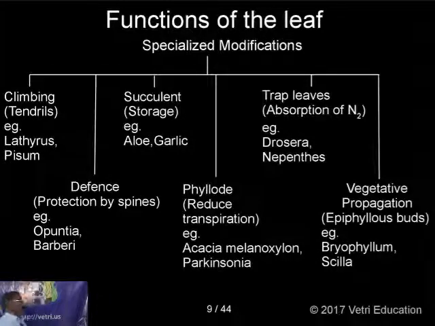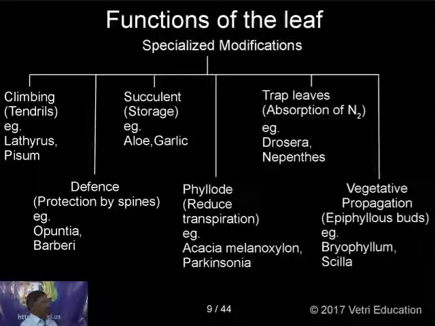So other modifications that I told you, the small table is given, but again the detailed structures: the climbers climbing by tendrils, and the defense by spines etc. in Opuntia and barberry plant, and storage is called by succulent plants, succulent leaves, aloe and garlic, and phyllodes reduce transpiration. The petiole or other parts may be modified into leaf-like structure.